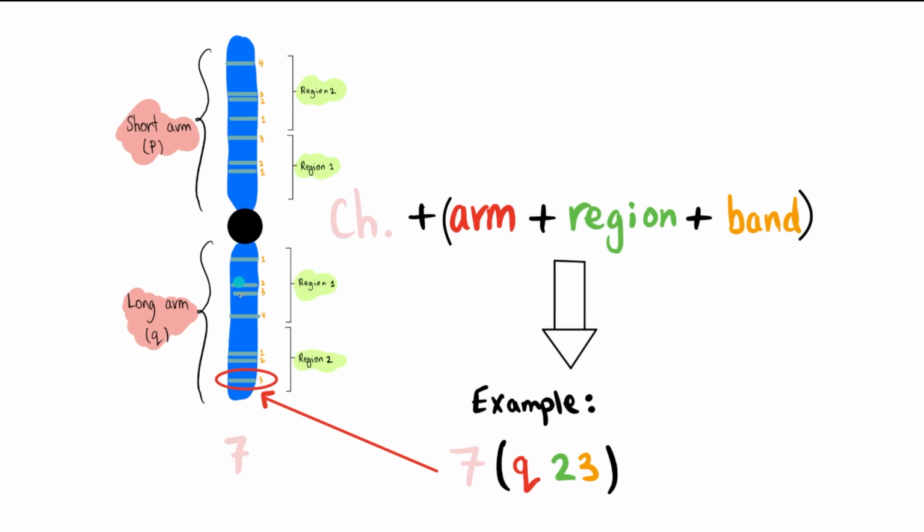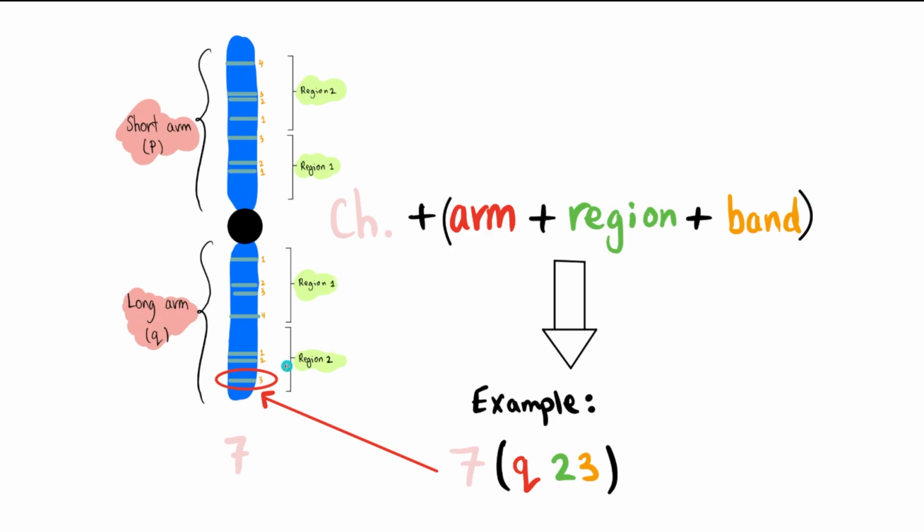Next up, let's zoom in a bit more and designate a region. How do we actually name these regions? We start at the center where the centromere is, and we count region 1, region 2. If it was longer, it would be region 3. And here again, from the centromere, we count up region 1, region 2. So here it's in region 2, so we plop a 2 here. So we have chromosome 7, long arm, which is the q, and then region number 2, right?